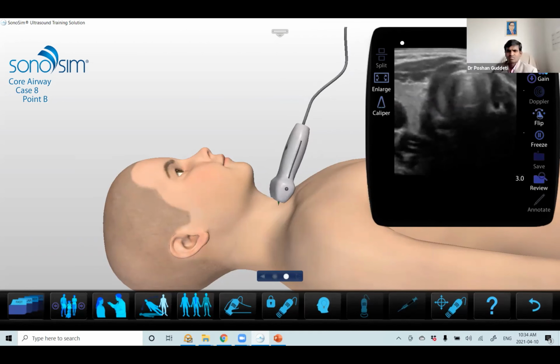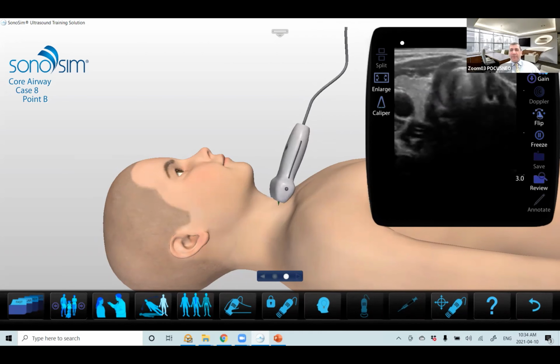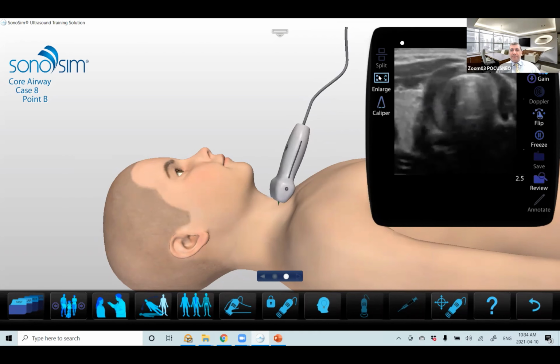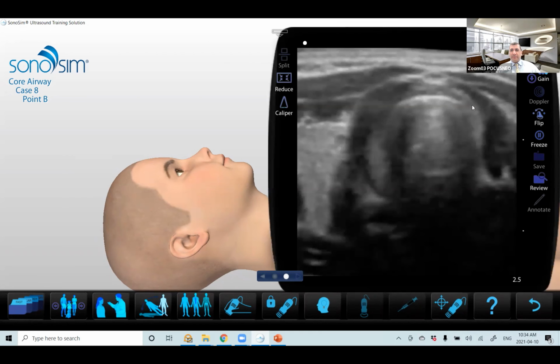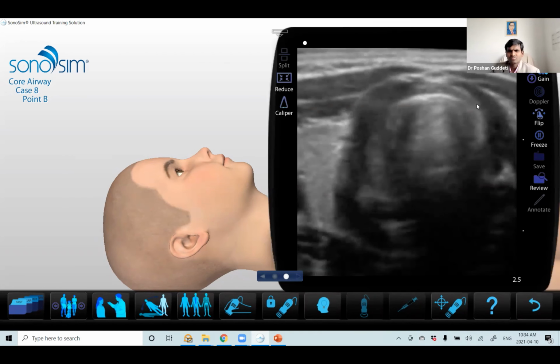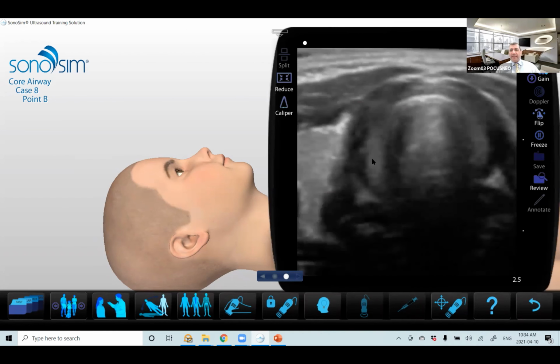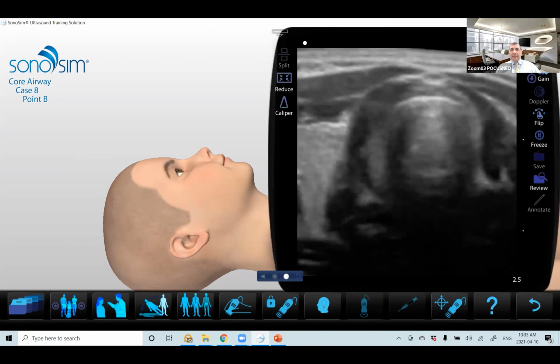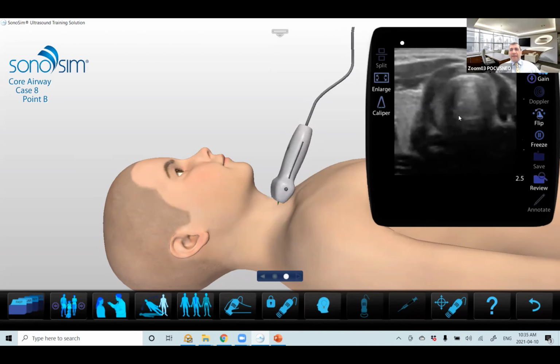Who can help me? So what I can see now, what type of cartilage? What's this cartilage? Cricoid. Cricoid, perfect. The cricoid is more circle, and you have the air artifacts again below. You cannot see any vocal cords.